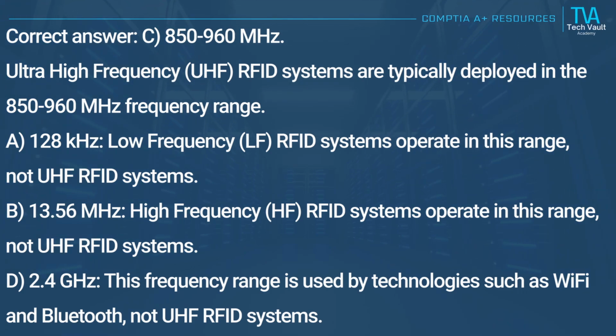B, 13.56 MHz. High-frequency HF RFID systems operate in this range, not UHF RFID systems. D, 2.4 GHz. This frequency range is used by technologies such as Wi-Fi and Bluetooth, not UHF RFID systems.